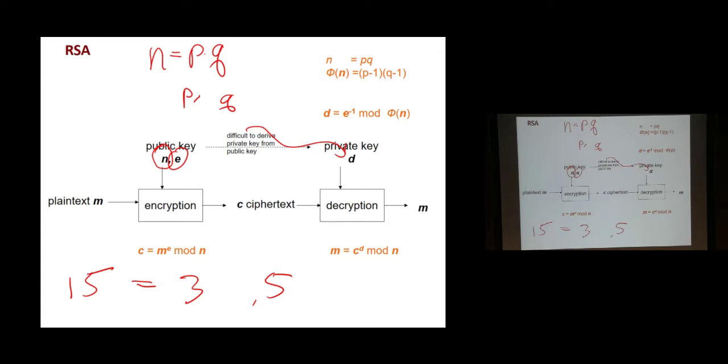As you probably have heard, factorization is known to be a very difficult problem. You say, how could it be? 15 equals 3 times 5. You know how to do it. But what if this number is 1,000 bits? How would you do it?